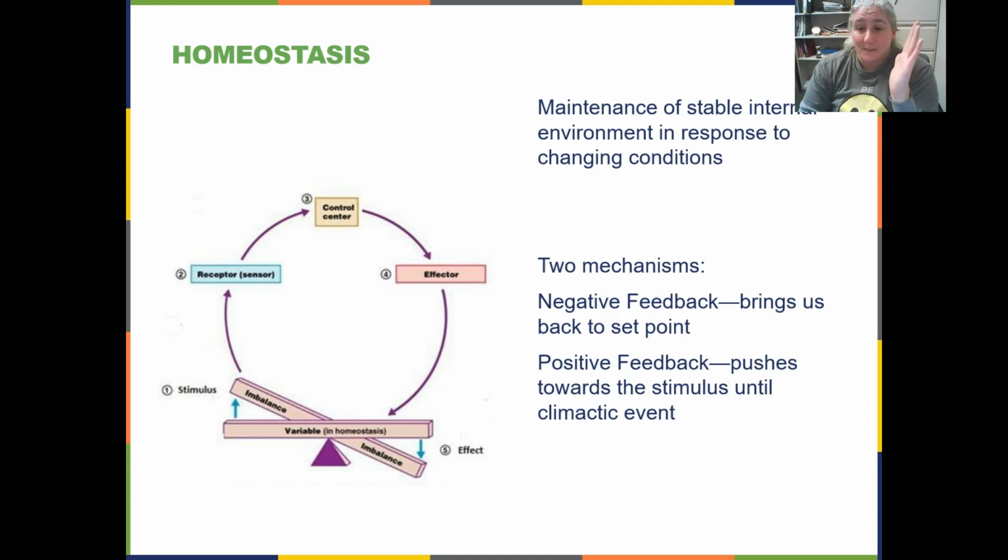In positive feedback, we encourage the change. So as we're changing, we start pushing with that change. We push and push and push until we snap back into homeostasis. So some climactic event will occur.